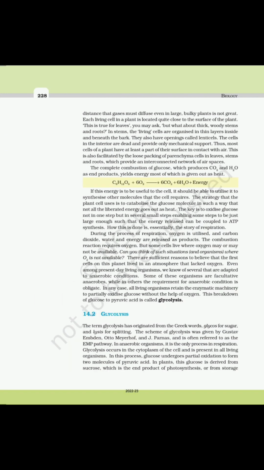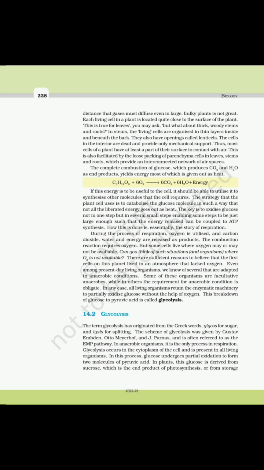Third, the distance that gases must diffuse even in large, bulky plants is not great. Each living cell in a plant is located quite close to the surface of the plant. This is true for leaves, you may ask, but what about thick, woody stems and roots? In stems, the living cells are organized in thin layers inside and beneath the bark, they also have openings called lenticels. The cells in the interior are dead and provide only mechanical support. Thus, most cells of a plant have at least a part of their surface in contact with air.